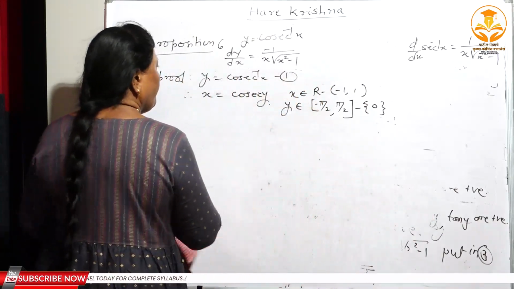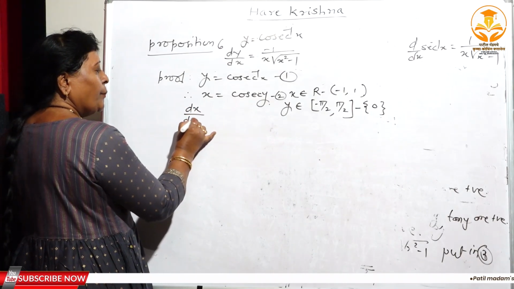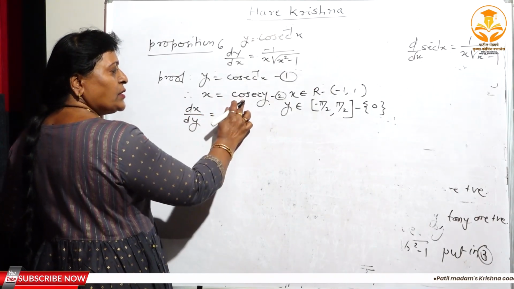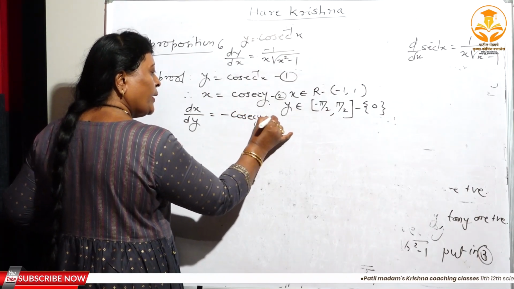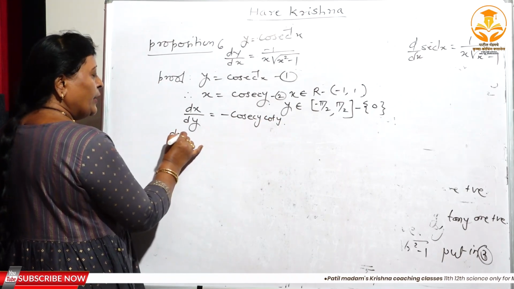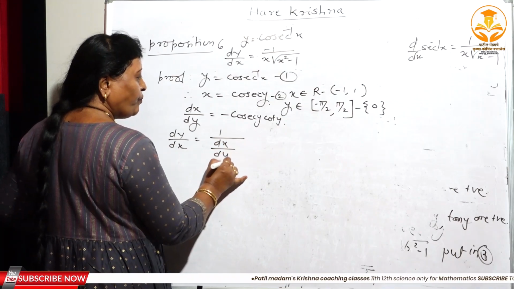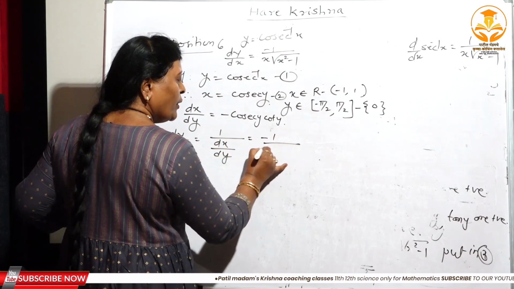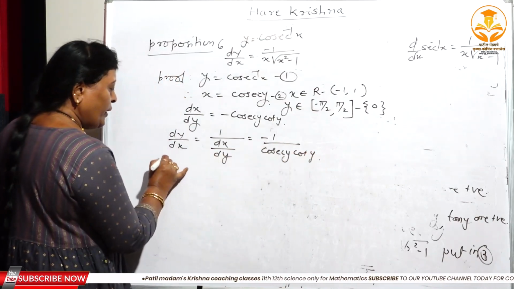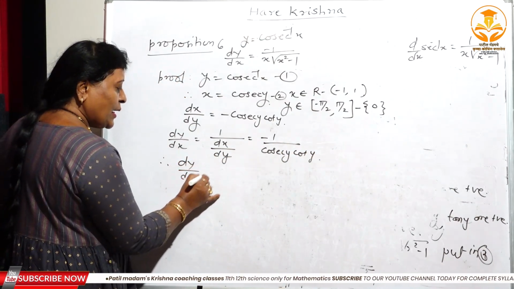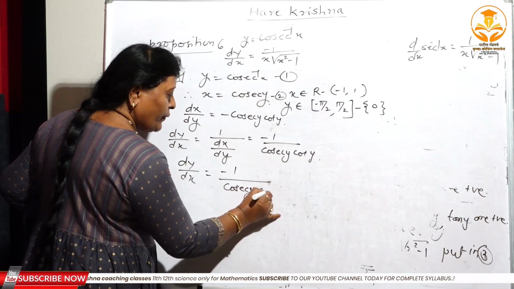So again this is the second step. Again differentiate with respect to y, because x is a function of y. What is the derivative of cosec y? That is minus cosec y into cot y, right? Again you know dy by dx is equal to 1 upon dx by dy, that is minus 1 upon cosec y into cot y. Therefore here you have got dy by dx equal to minus 1 upon cosec y cot y.